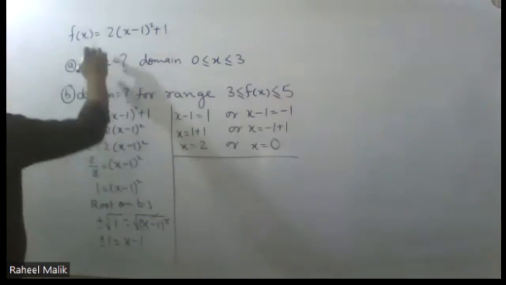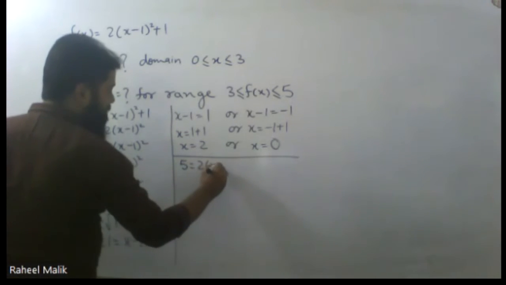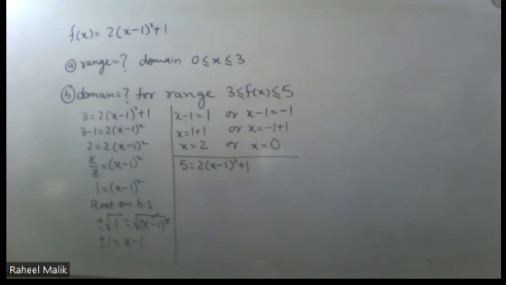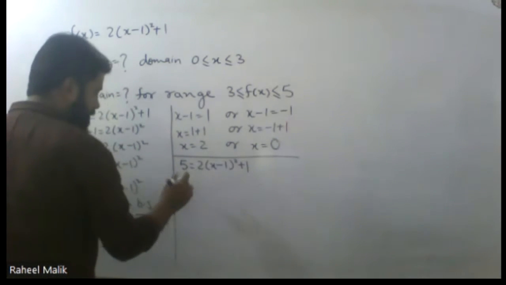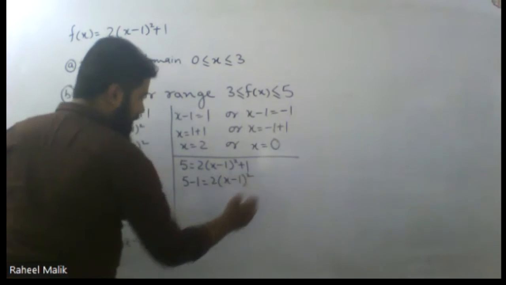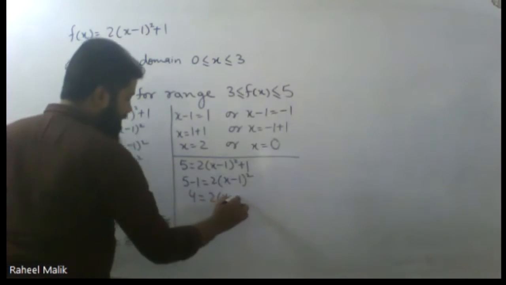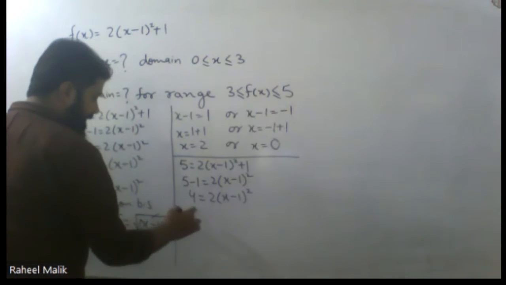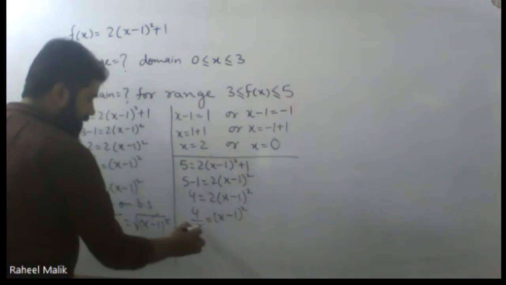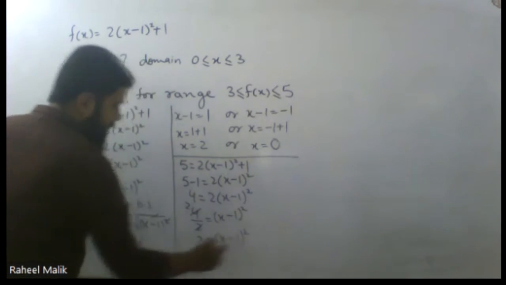For 5, what will I do? I will put 5 equals 2 into (x minus 1) whole square plus 1. Okay. So plus 1 shifted over here. 5 minus 1 equals 2(x minus 1) whole square. 5 minus 1 is 4. 2(x minus 1) whole square. 2 being multiplied, when I shift it over here, it will be divided. (x minus 1) whole square. Cancelled. 2 equals (x minus 1) whole square.